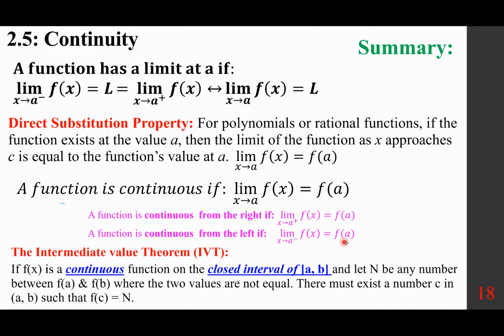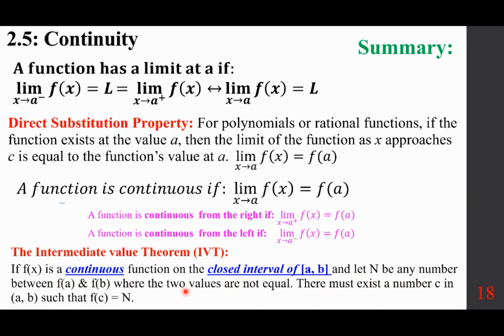And also let's add the IVT. We had seen this previously in pre-calculus and college algebra. If f of x is a continuous function on the closed interval from a to b, and let n be any number between f of a and f of b where the two values are not equal, there must exist a number c in [a, b] such that f of c equals n.